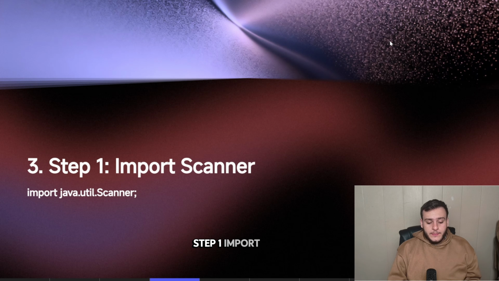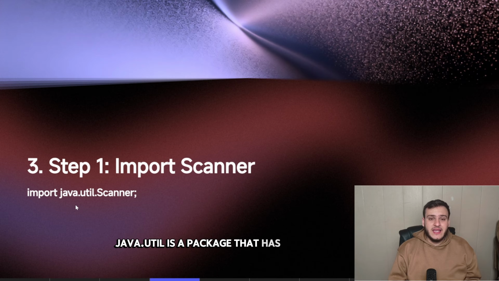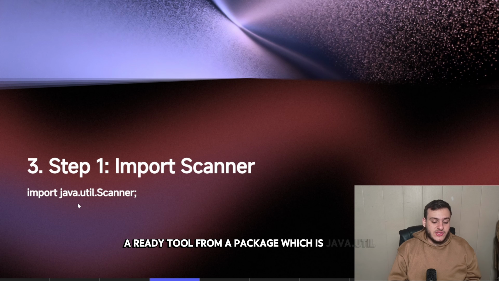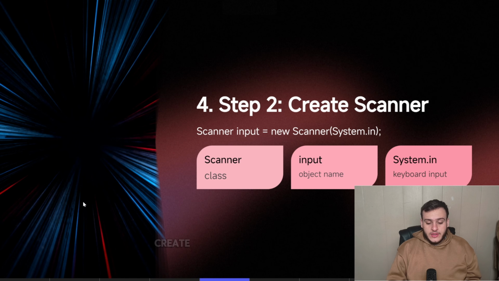Step 1: Import scanner. To get the scanner, we should write in the first line in our code: import java.util.Scanner. What I'm telling Java is to import from java.util. Java.util is a package that has ready tools to use. One of the tools that I can use is the scanner. I am telling Java to allow me to use the scanner, a ready tool, from a package which is java.util.